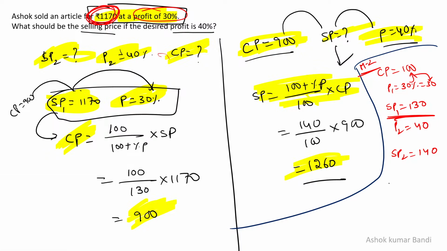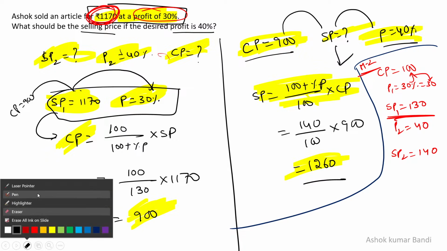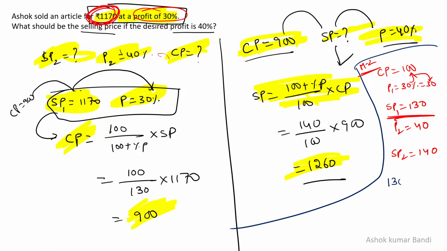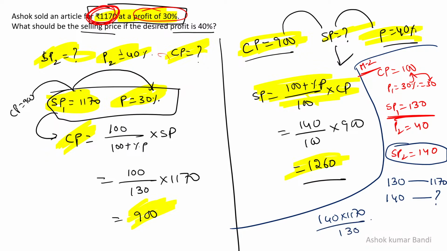Just compare. My problem's first selling price is 130, but the original problem's first selling price is 1170. What do I want to find out? The second selling price. What is the second selling price in my problem? 140. So if 130 equals 1170, what is the corresponding value for 140? Just write 140 into 1170 by cross multiplication, you will get the same answer, no need to do anything else.